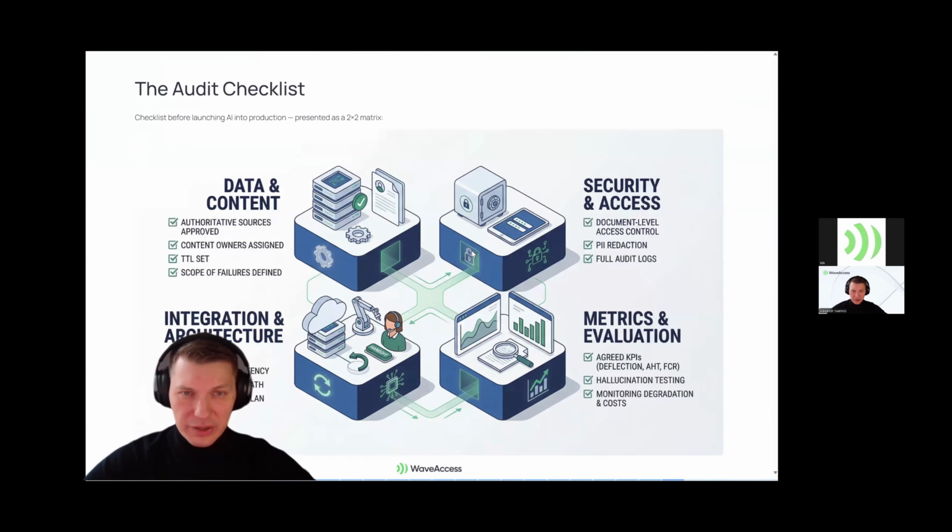We created our audit checklist for the CTOs, which covers all four parts. The checklist has more than 40, I think, items inside it. So data and content, again garbage in, garbage out, and integration architecture. What are the tools? Where should a human be in the loop? Who is responsible for which action? How should it interact with the human? What is the security about document-level access? What data should be accessed? What is the role-based access policy?